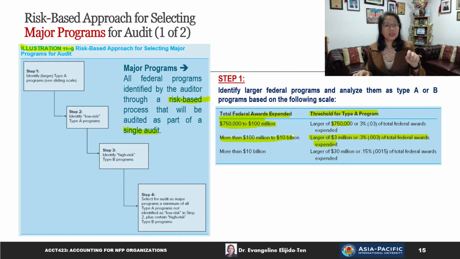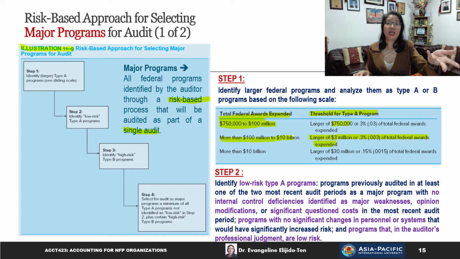All right. So what's step two? So step one is to identify Type A. Then step two is to identify low-risk Type A programs. So what are low-risk Type A programs? These are the programs previously audited in at least one of the two most recent audit periods as a major program, with no internal control deficiencies identified as material weaknesses, no opinion modifications, or any significant questioned costs in the most recent audit period.